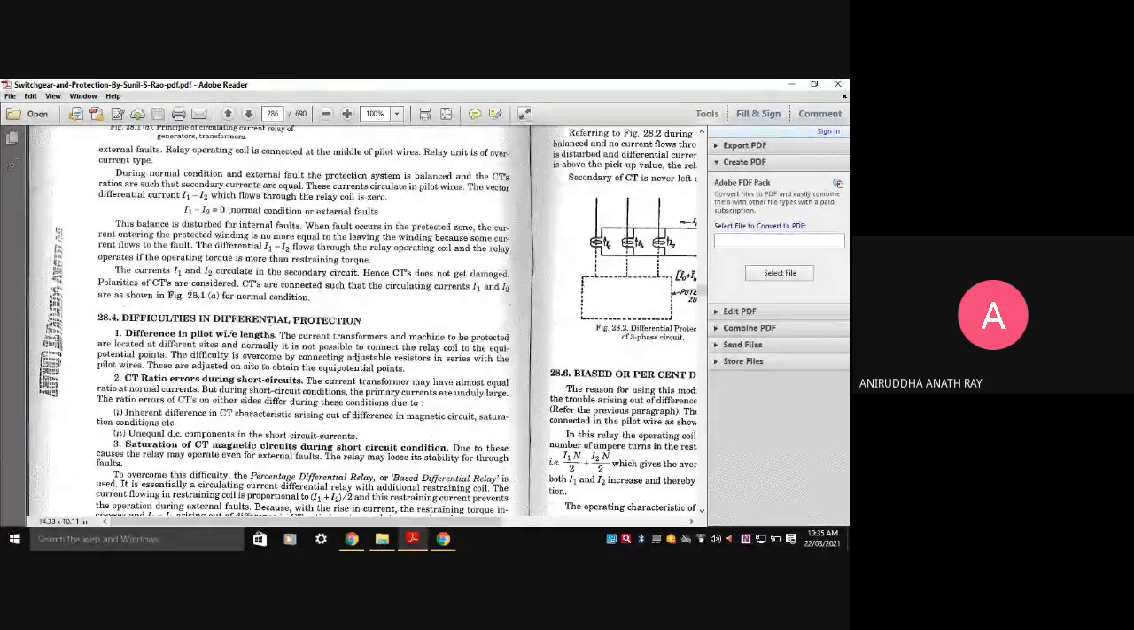The CTs and the machine to be protected are located at different sites, and normally it is not possible to connect the relay coil to the equipotential points. I repeat, the current transformers and the machine to be protected are located at different sites, so it is not possible to connect the relay coil to equipotential points. This difficulty is overcome by connecting adjustable resistors in series with the pilot wires.